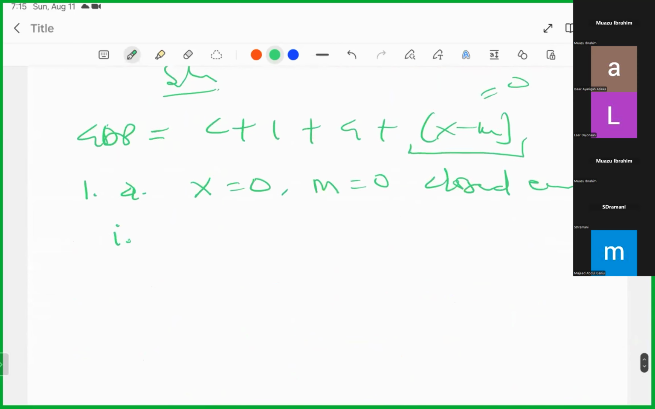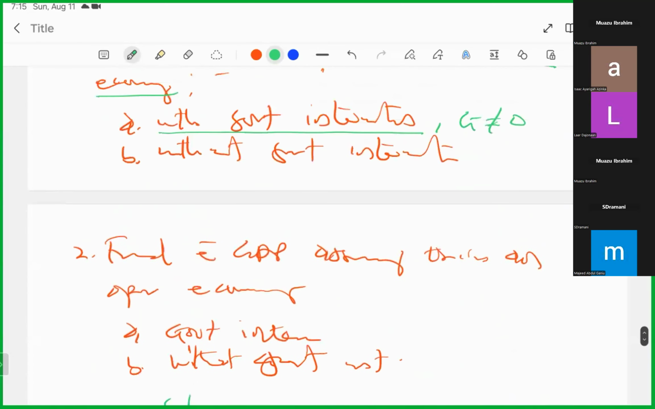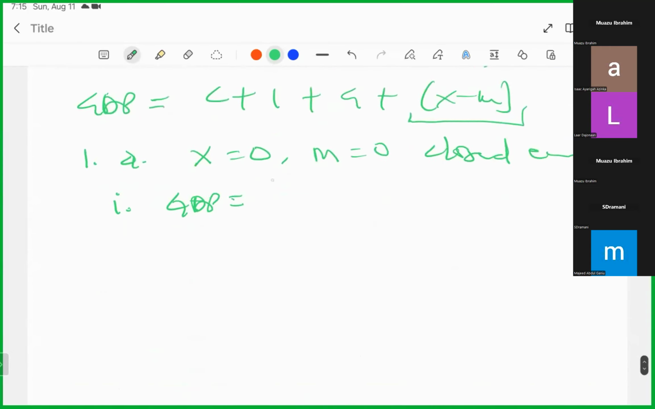So in this case, our GDP would be this one here. 2 plus 1 plus 3. So here will be 2 plus 1 plus 3. So the GDP would be 6. The B part is without government intervention.